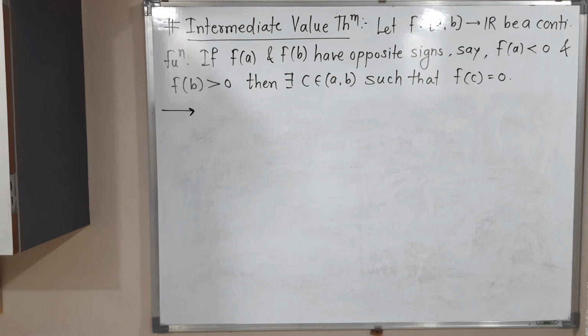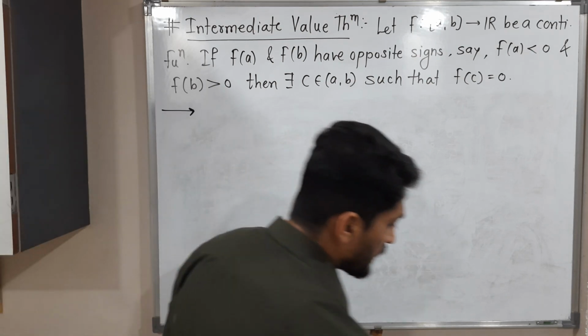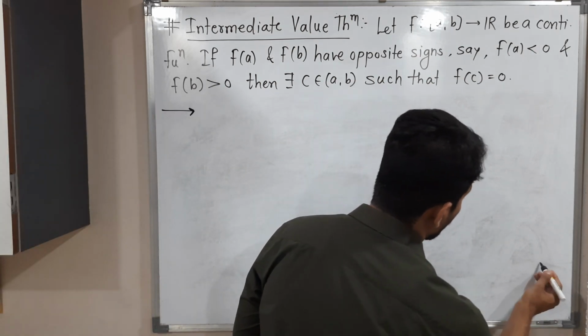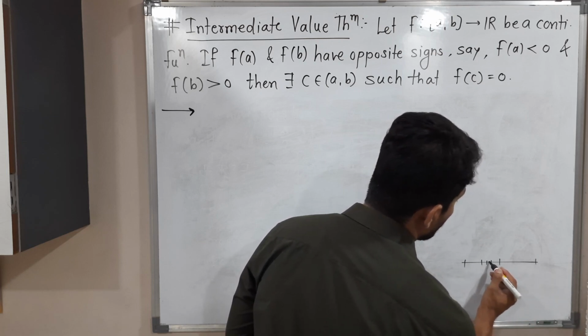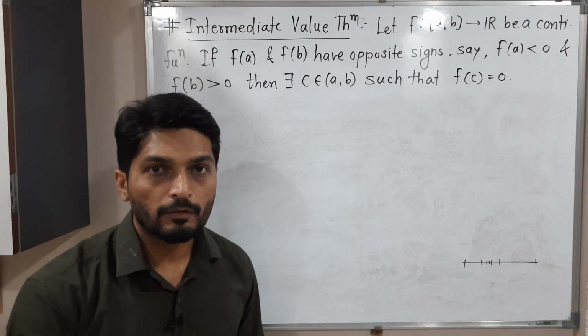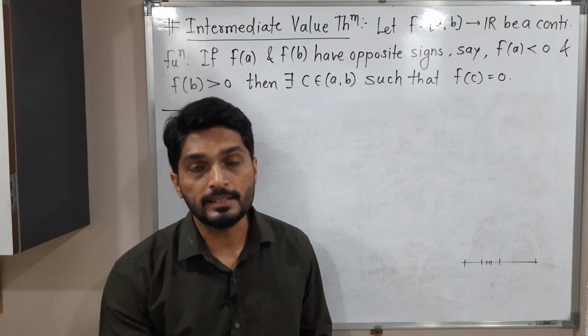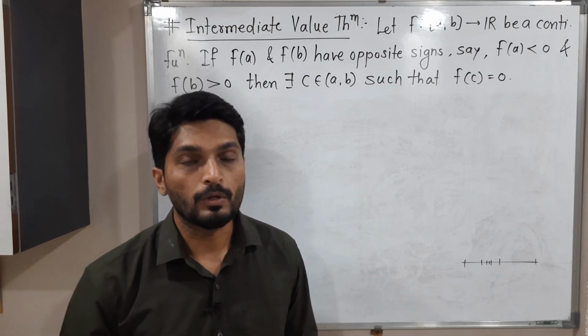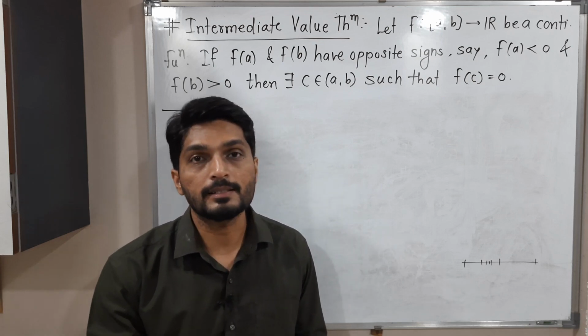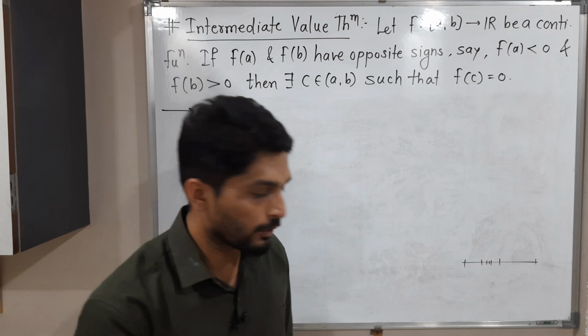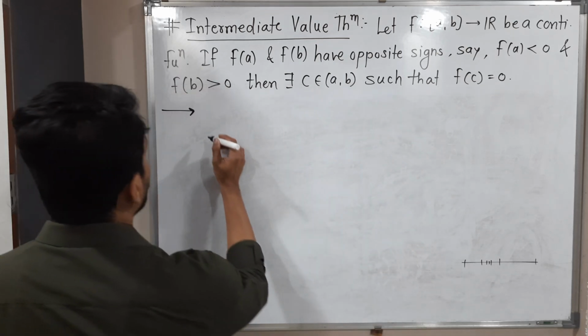So see what we are doing. We are dividing the interval in subintervals, okay, and each time we are expecting that at the middle point we get the required point C where the function has value 0. So we are expecting that after a finite number of steps we will get some point C where the function has value 0. Let me mention.